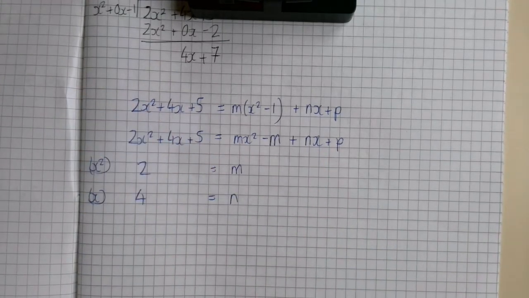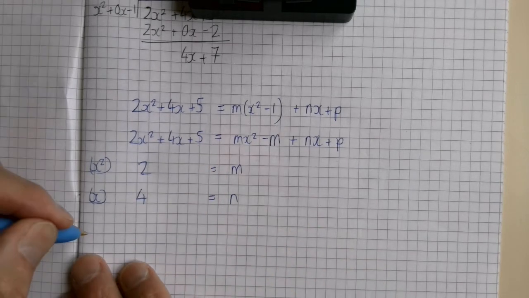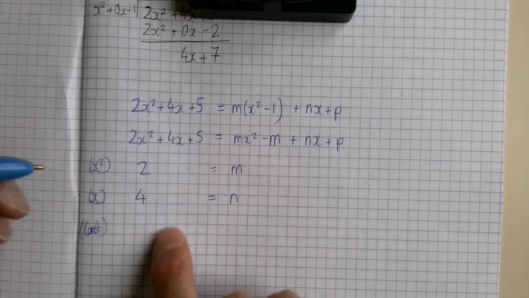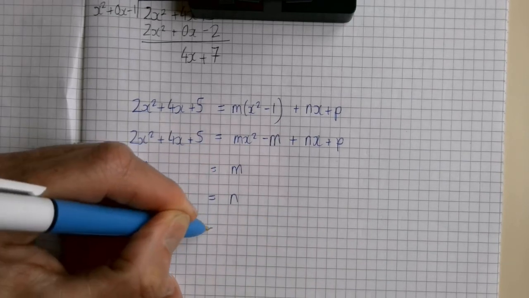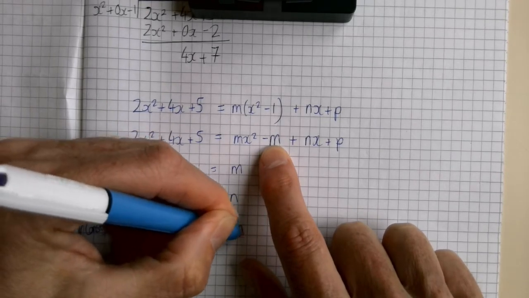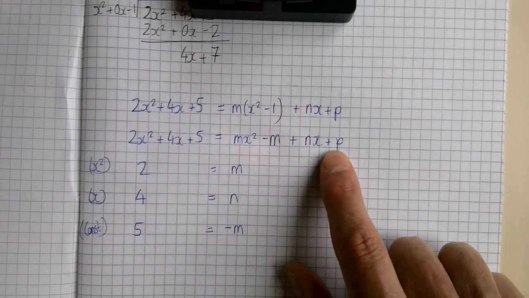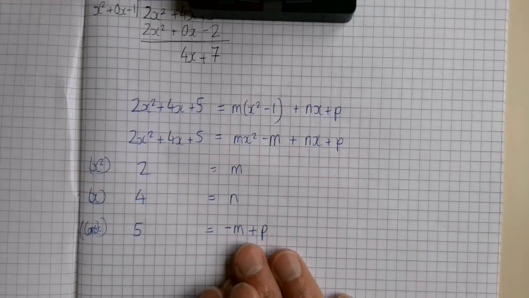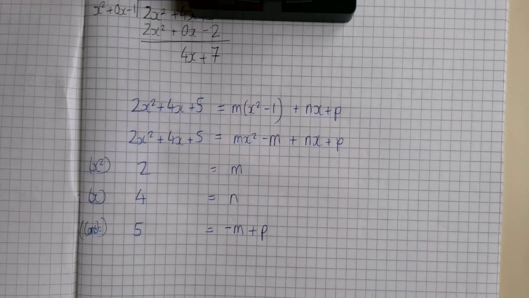So I now know that n is 4. And then lastly, let's just look at the numbers. So looking at the constant terms, I've got 5 on this side. And I've got, well, this doesn't have any algebra, so I've got a minus m, and I've got a plus p. Those are the terms that don't involve algebra, x's in this case.